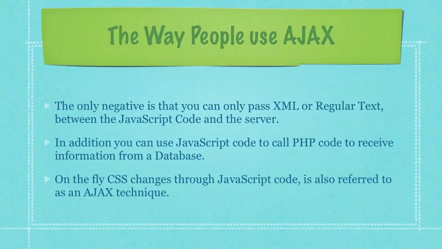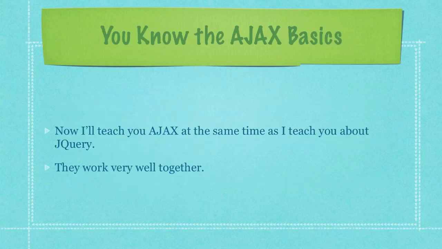This is called asynchronous data retrieval. The only negative is that you can only pass XML or regular text between the JavaScript code and the server. In addition, you can use JavaScript code to call PHP code to receive information from a database, and I will cover that as well. On-the-fly CSS changes through JavaScript code are also referred to as an AJAX technique. In future tutorials, I'm going to teach you AJAX at the same time as I teach you about jQuery because they work very well together.